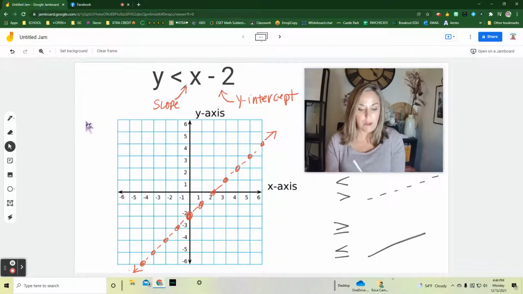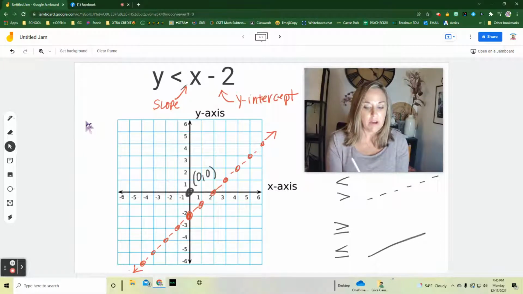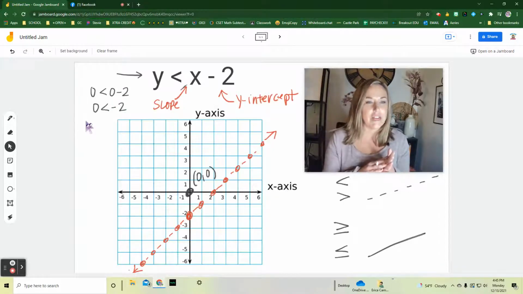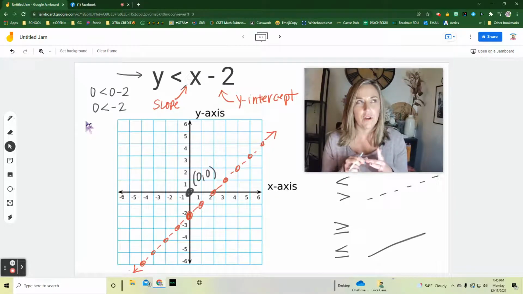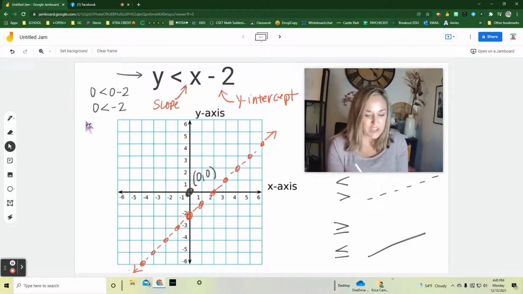So you're going to take any ordered pair on one side and any ordered pair on the other. I think the easiest ordered pair to plug in is 0, 0. Let's plug in 0, 0 and see if we get a true statement. I'm going to take this inequality and plug 0 in for y and 0 in for x. And let's see what kind of statement we get. 0 minus 2 is -2. Is 0 less than -2? 0 is not less than -2. -2 is smaller, right? So we just plugged that in and we got a false statement.